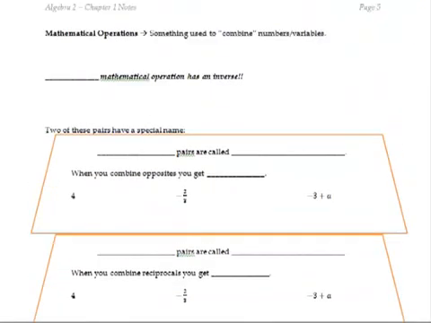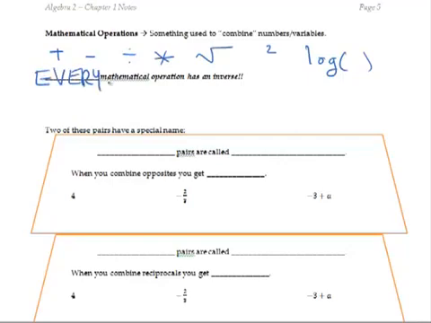So when we say a mathematical operation, we mean something used to combine numbers or variables. This could be something like a plus, a minus, division, multiplication, could be a square root, could be a squared, all sorts of different things. We'll talk about something called logs later on this year. Anything that's a mathematical symbol that changes the number or the variable is a mathematical operation. The really cool thing for us here is that every mathematical operation has an inverse, every single one.